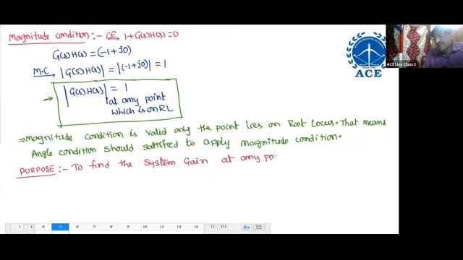To find the system gain at any point which is on the root locus. So the purpose is finding K. System gain means K. So the magnitude condition is mainly required to find the system gain K.